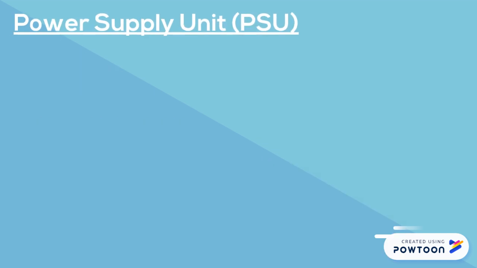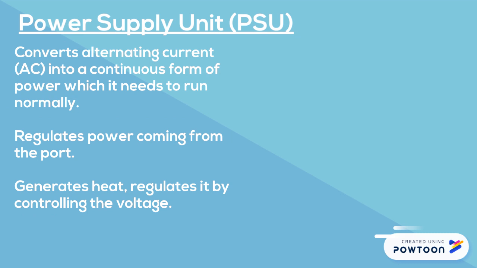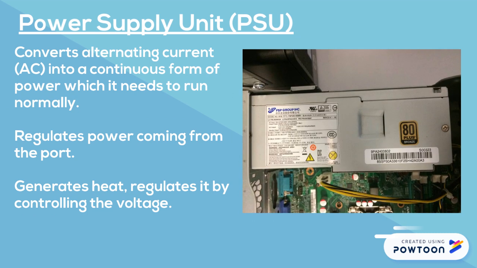The power supply unit converts the alternating current into a continuous form of power that the computer's parts and components need to run normally. It also regulates the power coming from the port to how much it needs. The PSU generates a lot of heat, but regulates it by controlling its voltage.